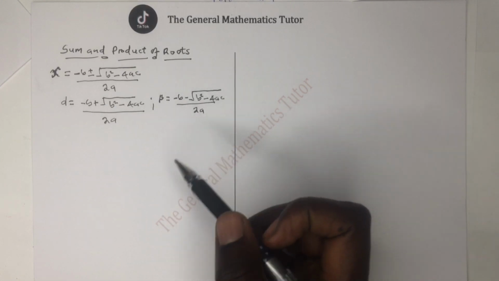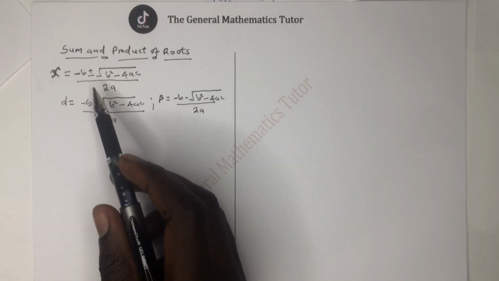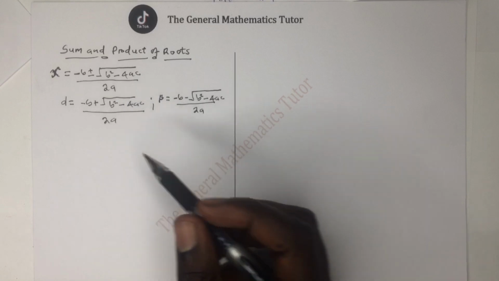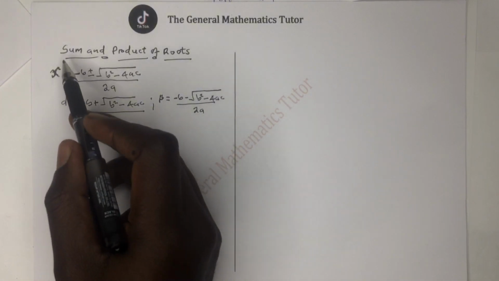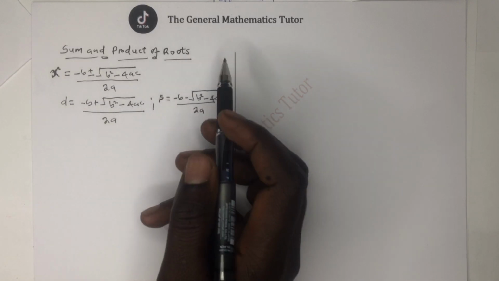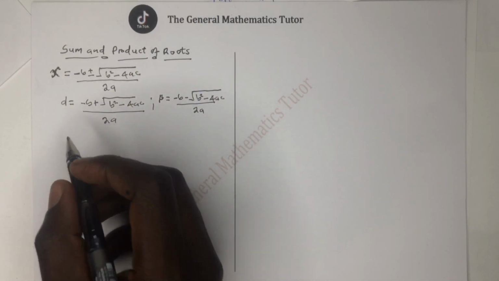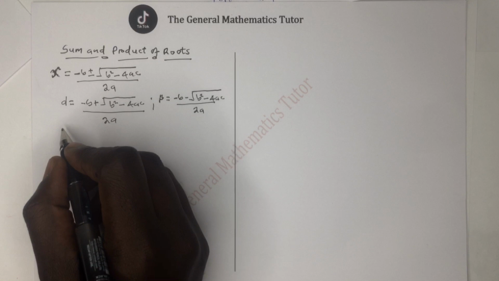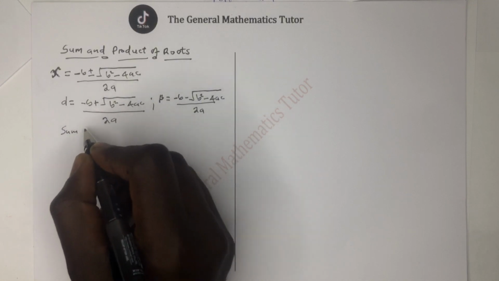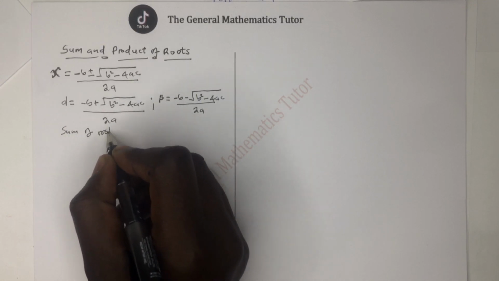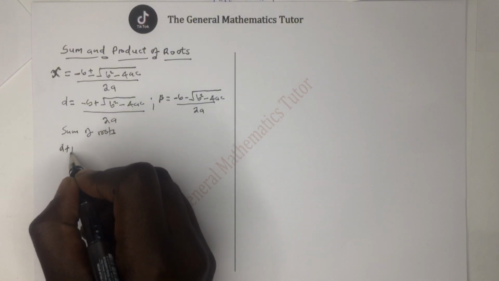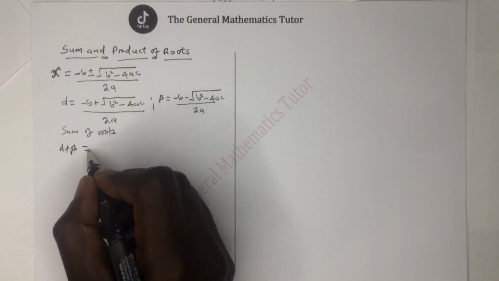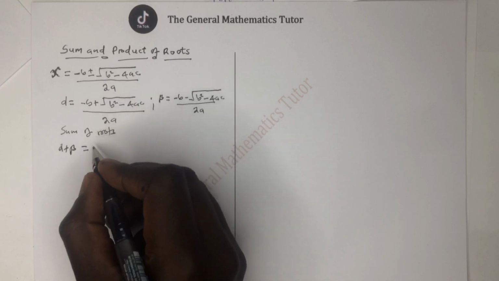So we're going to look at that relationship with the coefficients of the standard quadratic equation. We are going to look at them in terms of the sum of the roots and the product of the roots. So let us do that. Let us start with the sum of roots. The sum of roots is just alpha plus beta. In this case we're just going to take the two and add them.